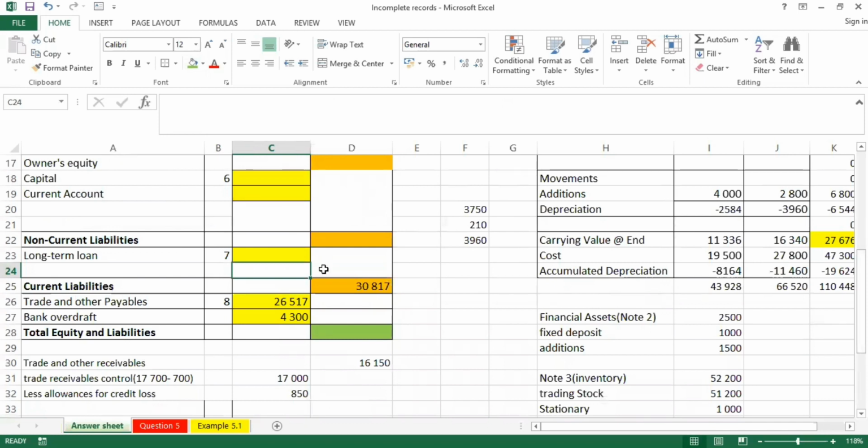So there's no need to do a note for this one because it's easy. You already know that in the beginning we had a loan of 2,500 and then we repaid 1,000. So what's left is 1,500. So also here our total non-current liabilities is 1,500.